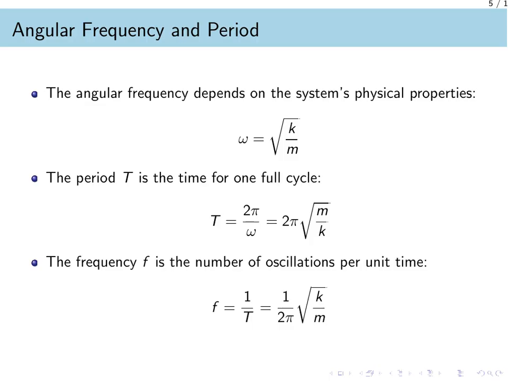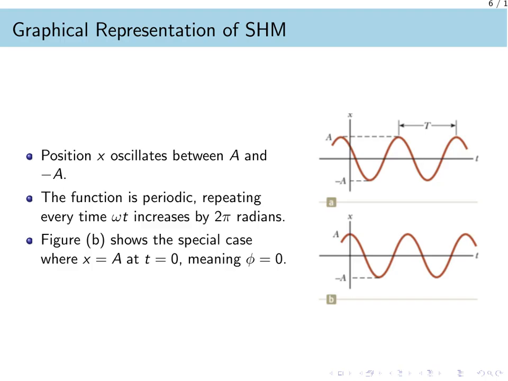We also define the frequency f as the number of oscillations per unit of time, which is the reciprocal of the period. Therefore, frequency equals 1 divided by 2 pi times the square root of the force constant k divided by the mass, m. Note that these values depend only on the mass and the spring constant, not on the amplitude of the motion. Graphically, simple harmonic motion is represented by a sinusoidal wave.